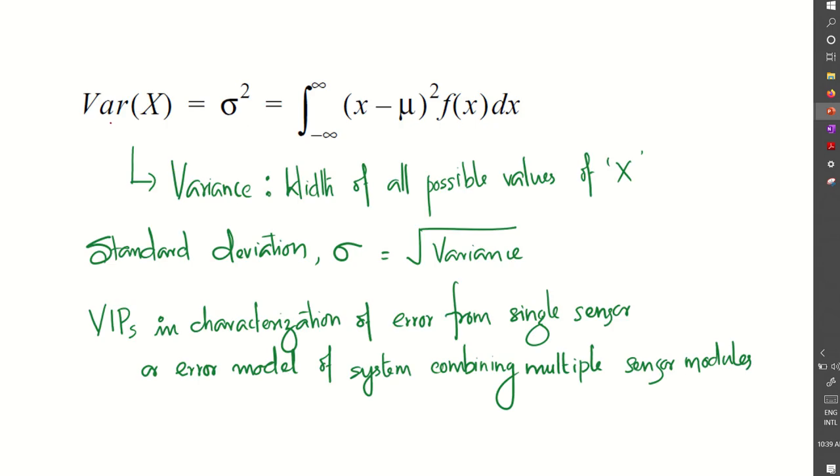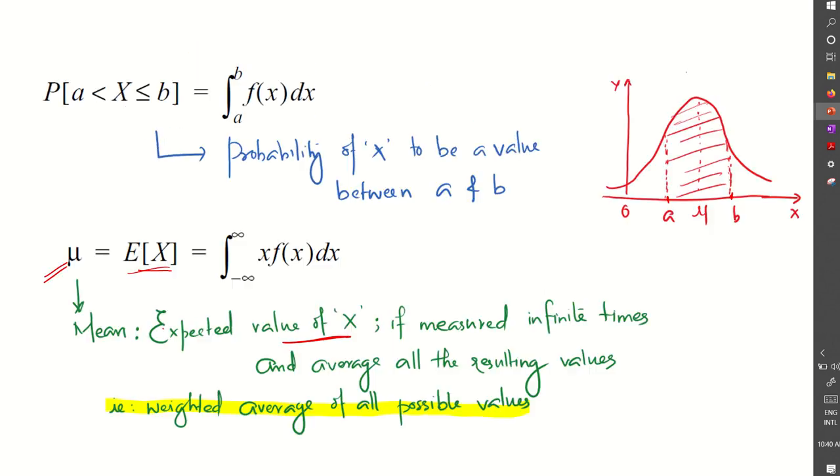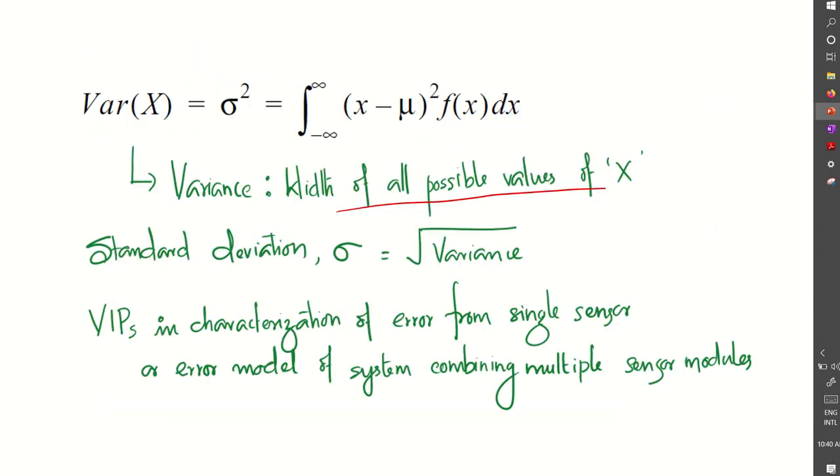Then comes another important parameter, which is called the variance of x, indicated by sigma square. That is the width of all possible values of x. This is the width. This width of all possible values of x is what we call variance.